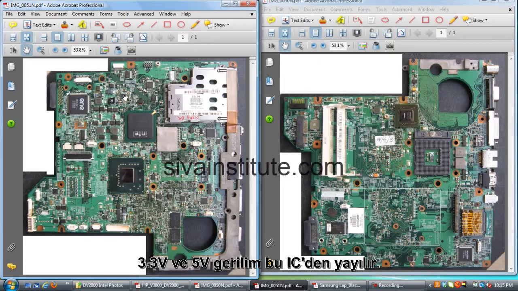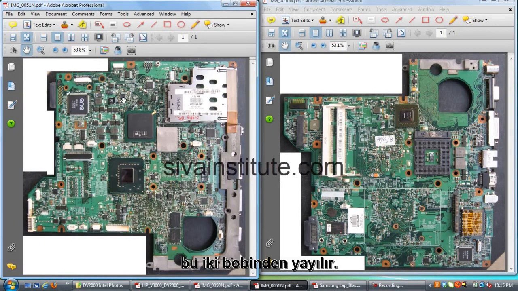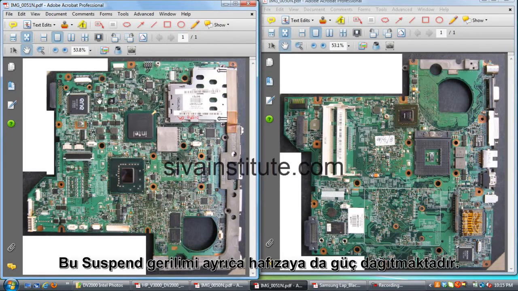This is the 5 volts and 3.3 volts regulator. That regulator voltage releases from this IC. These voltages come out from these ICs. 3.3 volts and 5 volts release from these ICs. See here, 3.3 volts and auxiliary supply. 3.3 volts and 5 volts come out from these coils.